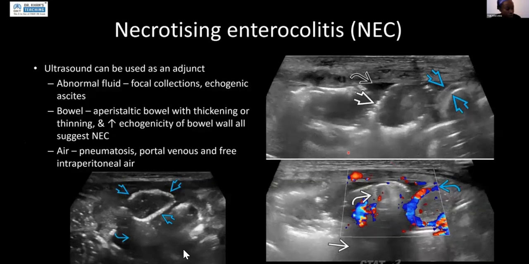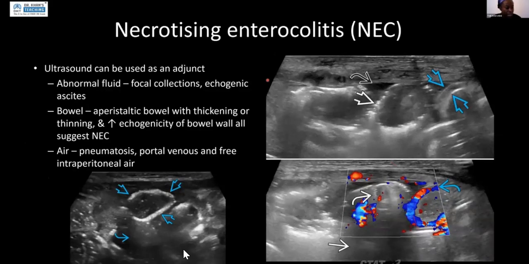Other things we can look for are portal venous gas. So if you put your probe over the liver, you'll see little echogenic bubbles floating through the portal venous system. And if you put a color Doppler on, I don't have an image to show you, you'll actually see a little artifact of spiking on your portal venous trace, and that's because of the air bubbles going through the vein and affecting the Doppler.